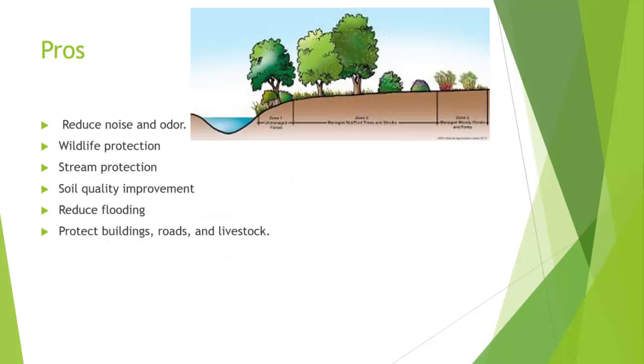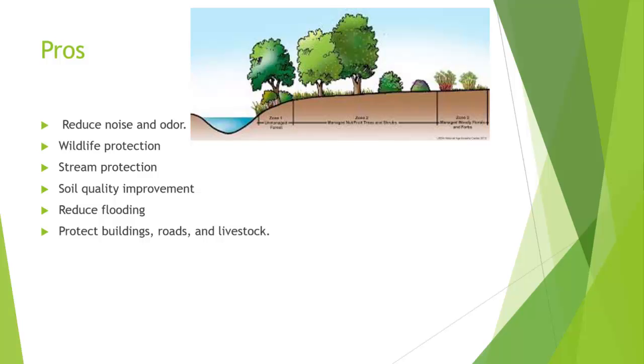Some of the pros of buffer systems include reducing noise and odor from urban populations or areas. A big thing for urban areas is that people who are living there tend to not like noises and odors that come from farms, so this prevents that. There's also wildlife protection. Buffers, especially in urban areas, create a barrier that provides food and shelter resources for local wildlife.